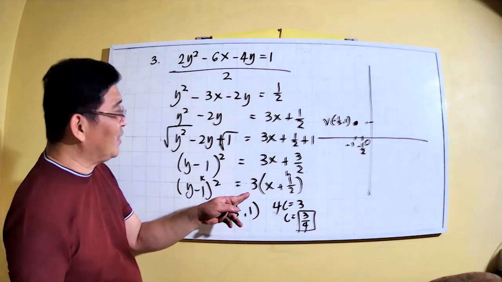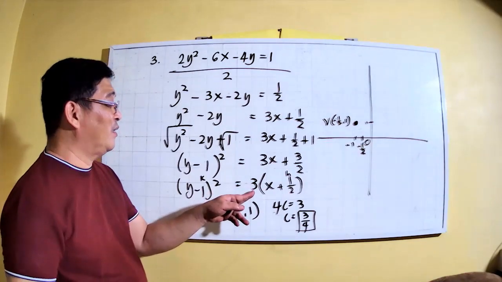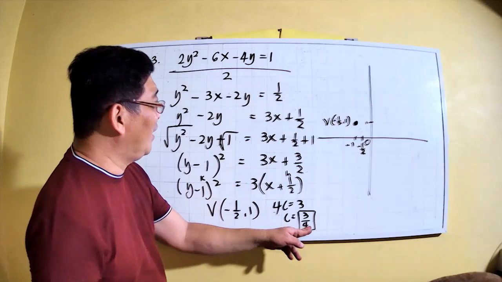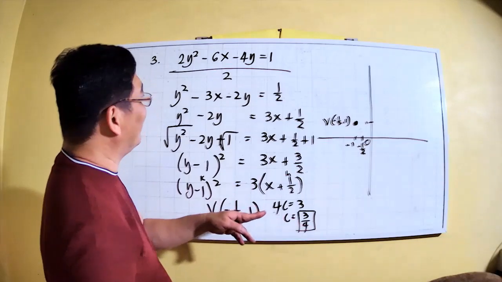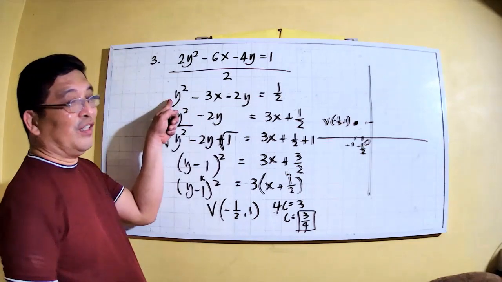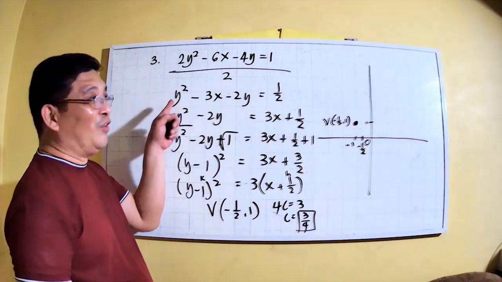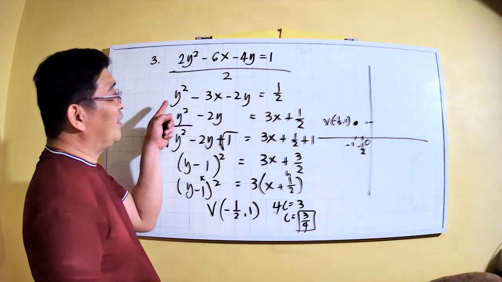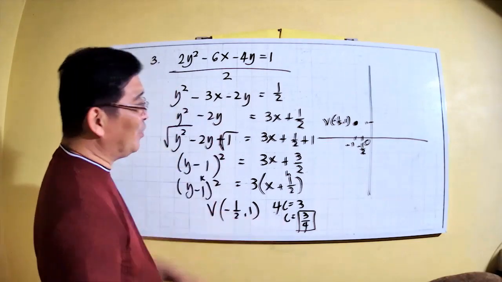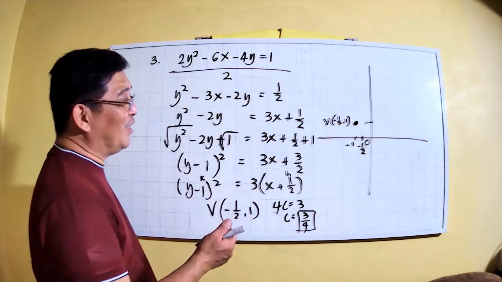Tapos dahil this one is positive, you see, it is 3/4 and the parabola opens to the right kasi nga y yung naka-square. Di ba pagka x yung naka-square, up and down. Pagka y yung naka-square, it's either left or right. Dahil positive ito, going to the right tayo.